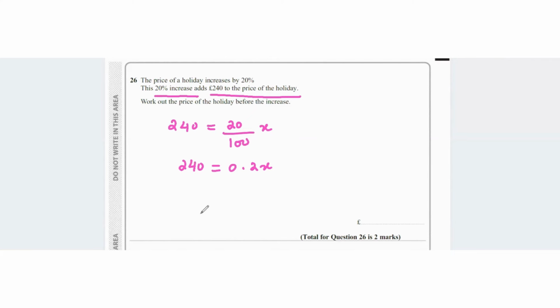So 20% of X is 0.2X. So 0.2X equals 240. 240 divided by 0.2. Move the decimal 1 unit to the right. Same thing over here. So that makes it 2400 over 2. And that is equal to 1200 pounds.